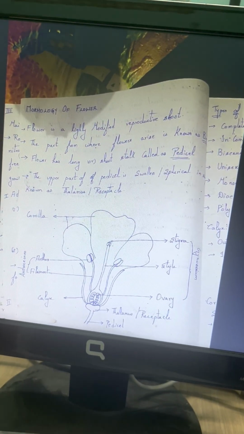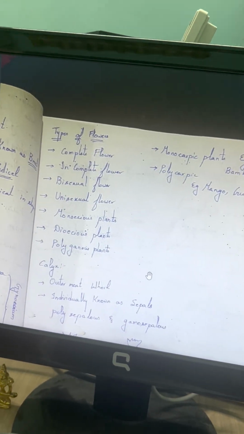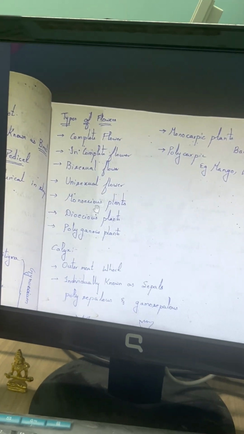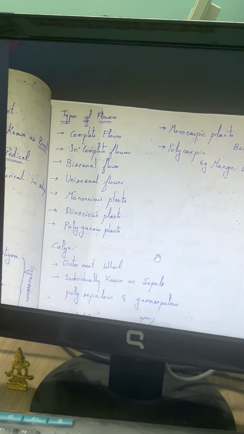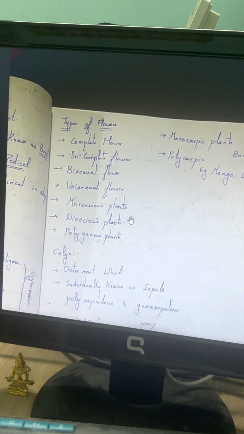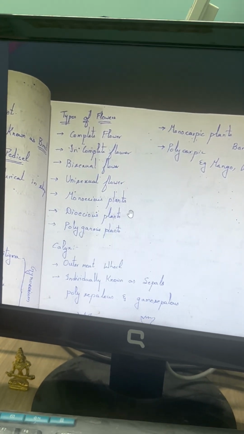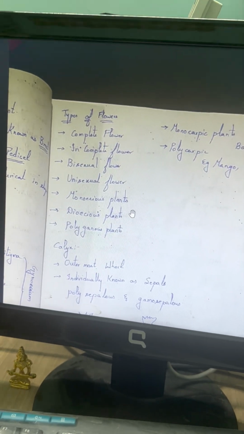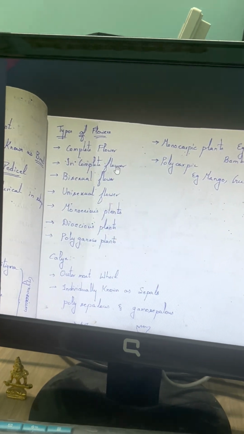Next, basing upon this androecium and gynoecium, we have so many types of flowers. Like a complete flower, when we have the androecium and gynoecium, along with the corolla, calyx, pedicel and thalamus, all those together is known as a complete flower.